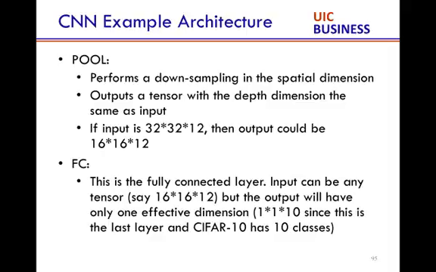Okay, and the fully connected layer: the input can be any tensor, but the output will be this 1 times 1 times 10, and it will be just like the fully connected feedforward neural network. So let's say the input is 16 times 16 times 12 because that was the output of my pooling layer. The output of the fully connected network will be 1 cross 1 cross 10.